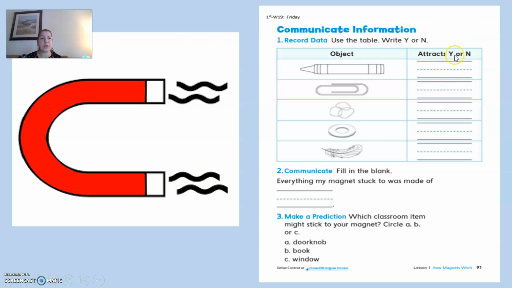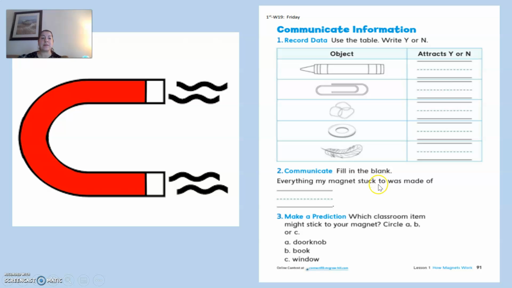Over here, you're going to write either a Y or an N if you think a crayon is going to be attractable to a magnet. Put a yes or a Y. Then the paper clip, yes or Y. These are rubber bands, yes or no. Y for yes, N for no. And then a feather.